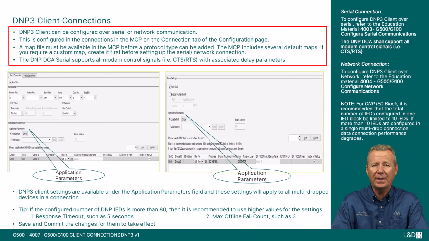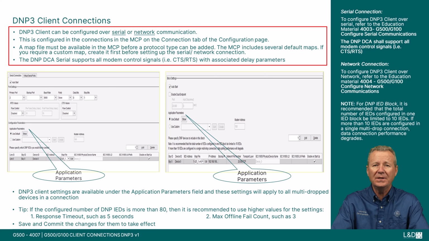The DMP3 client can be configured over serial or network communication. This is configured in the connections in the MCP on the Connection tab of the Configuration page. A map file must be available in the MCP before a protocol type can be added. The MCP includes several default maps. If you require a custom map, create it first before setting up the serial network connection.